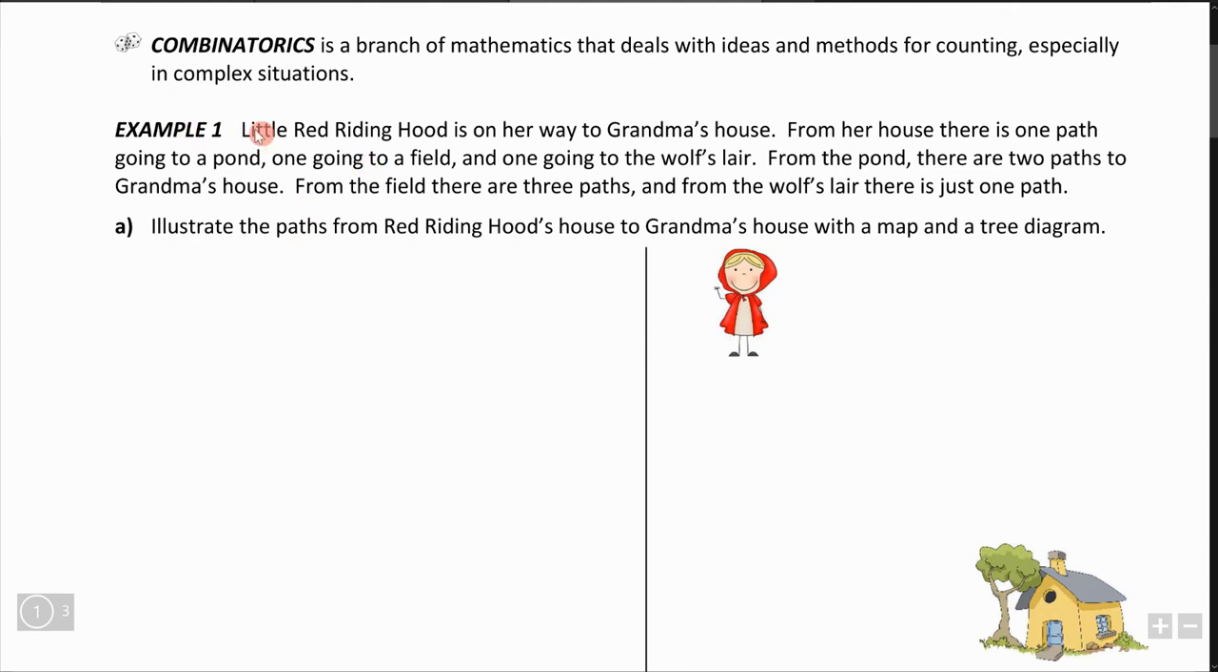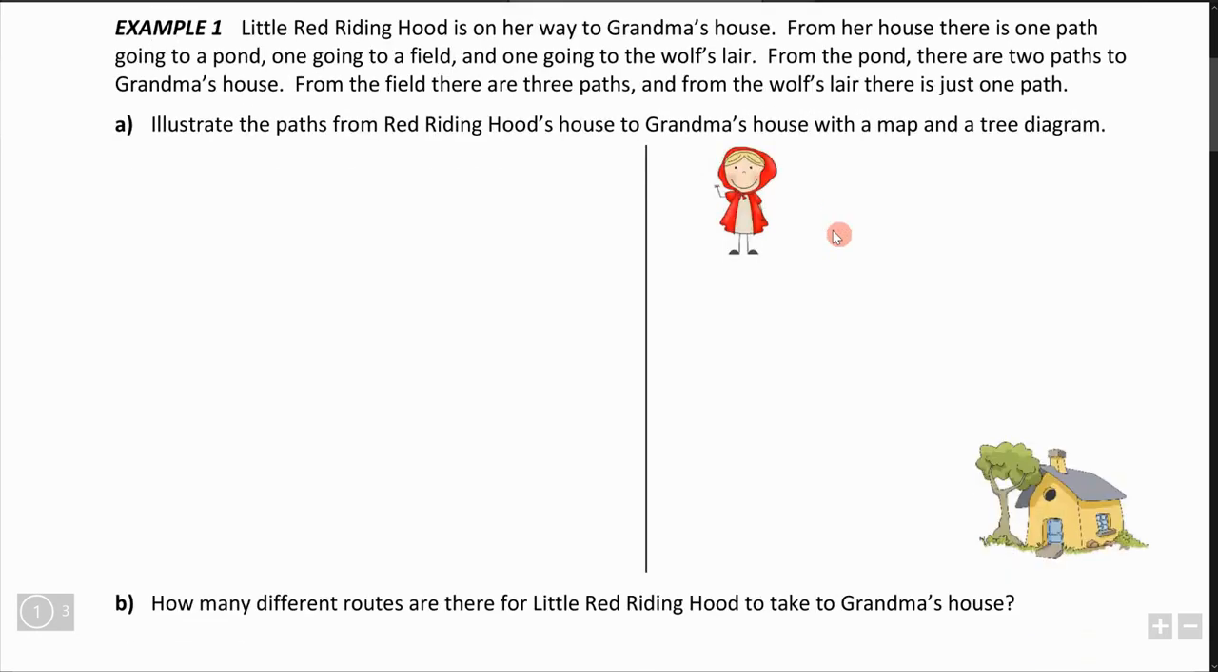So the first one here is Little Red Riding Hood is on her way to Grandma's house. From her house, there is one path going to a pond, one going to a field, and one going to a wolf's lair. From the pond, there are two paths to Grandma's house. From the field, there are three paths, and from the wolf's lair, there is just one path. Illustrate the paths from Red Riding Hood's house to Grandma's house with a map and a tree diagram.